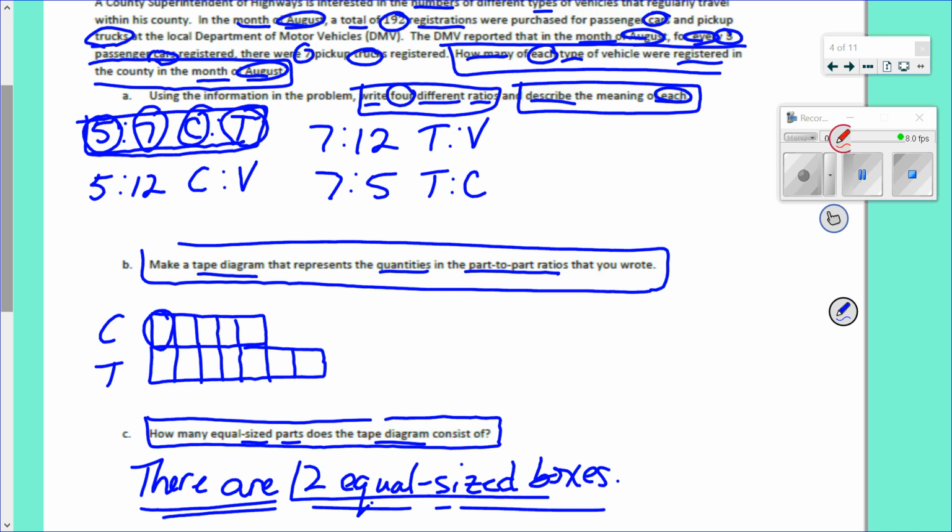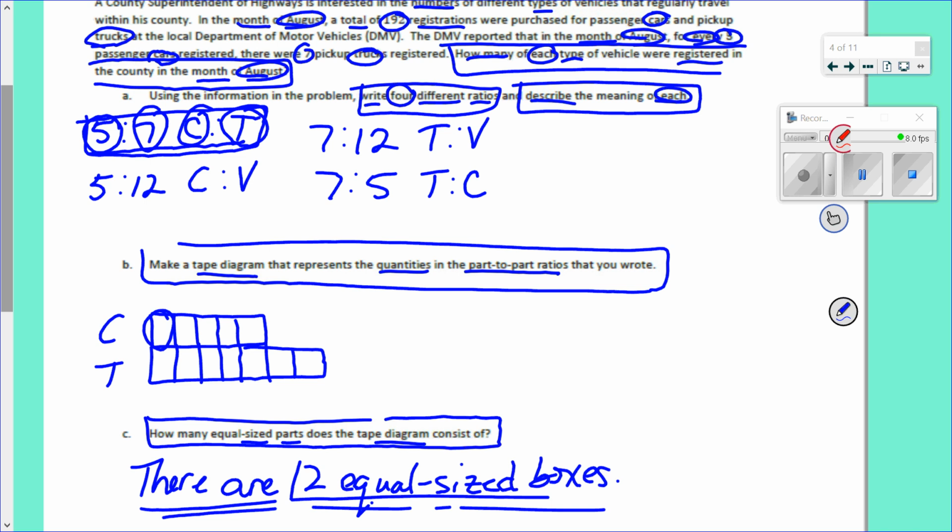Yeah. So let's look at that third piece of information. What did they give us? A total of 192 registrations were purchased. So what am I comparing that 192 to? Am I comparing it to the 5, the 7, the 12? The 5 and 7. Because that's the trucks and cars, right? Right. So am I comparing it to the 5 or the 7? Both. Which would be what?